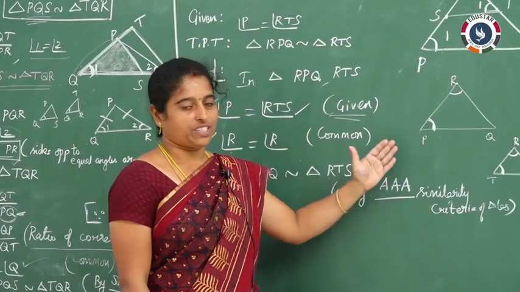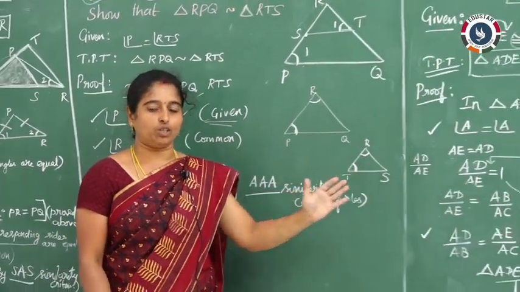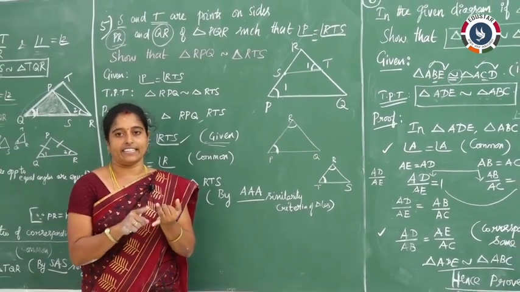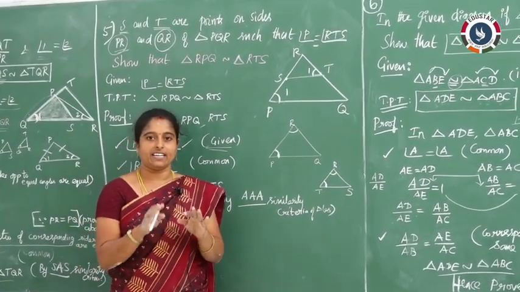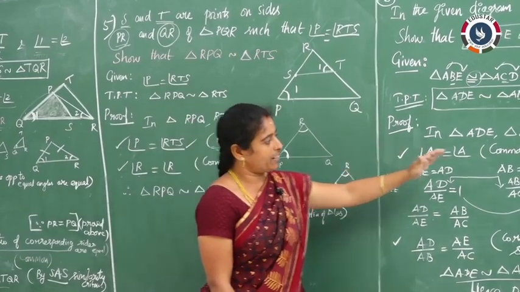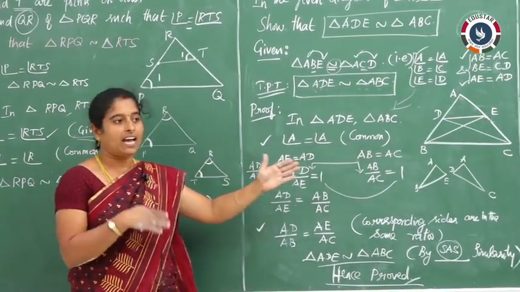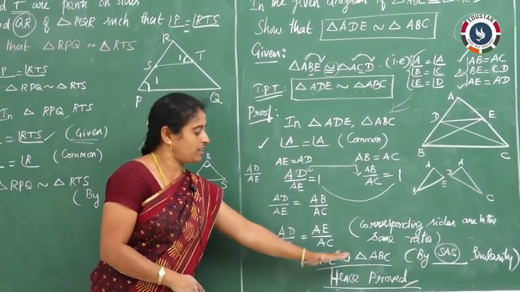Go through the questions once again. It is better to understand the similarity criteria, AAA, SSS and SAS, individually. You have to identify whether it is AAA or SSS, and based on that we have to prove the result.